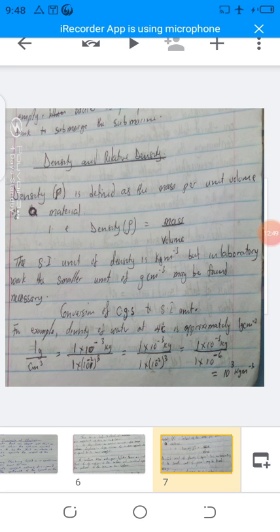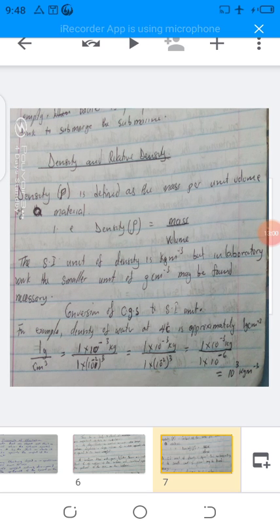So the SI unit of density is kilogram per meter cubed, but in laboratory work, the smaller unit of gram per cm cubed may be found necessary. Conversion of gram per cm cubed to SI units. For example, the density of water at 4 degrees Celsius is approximately 1 gram per cm cubed.